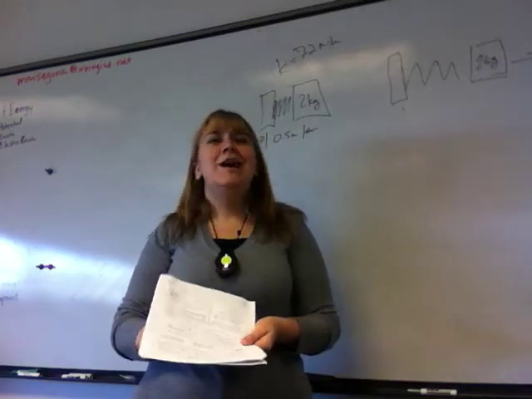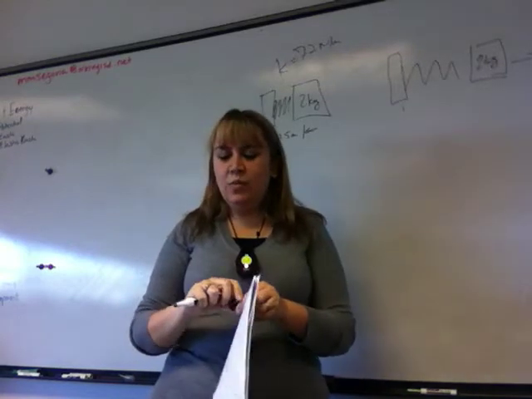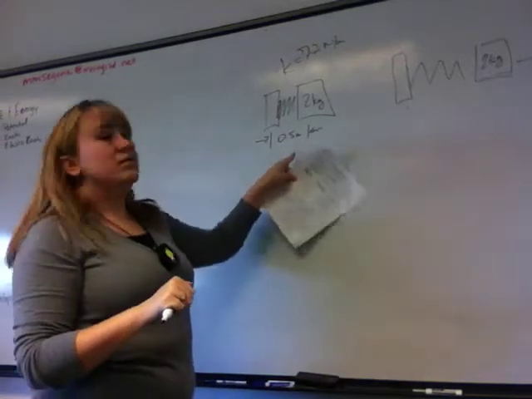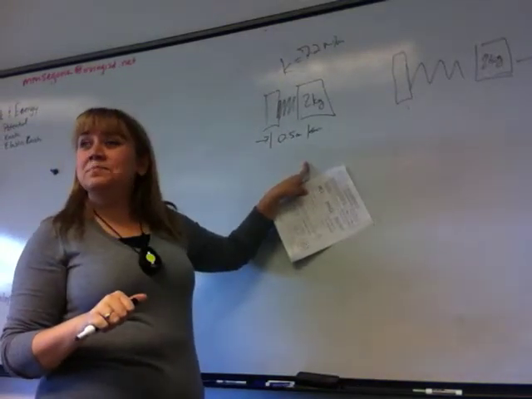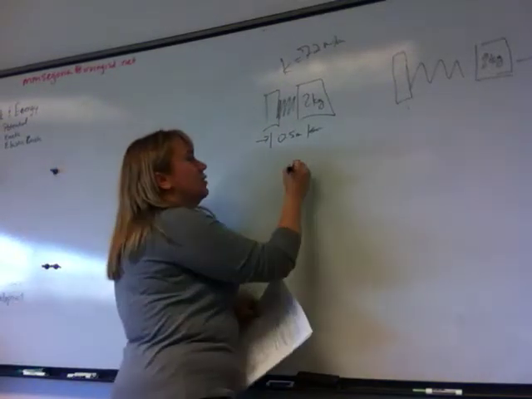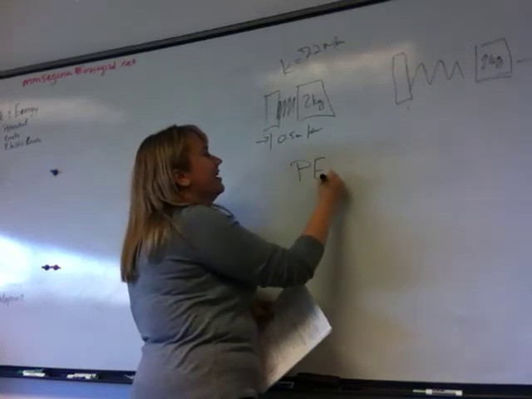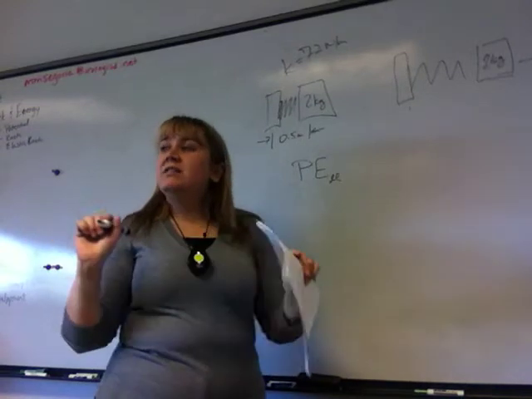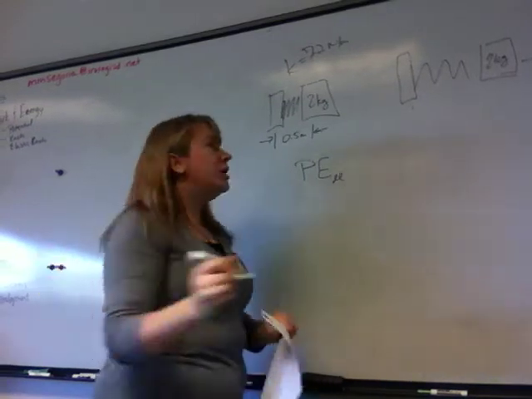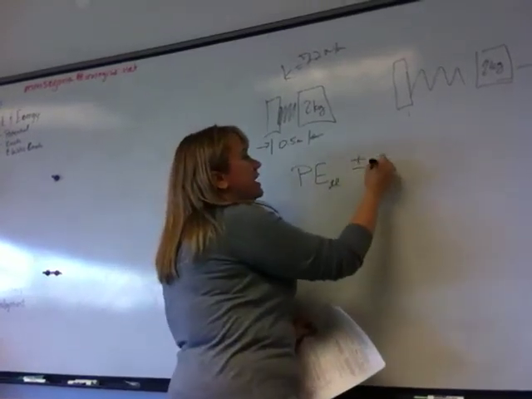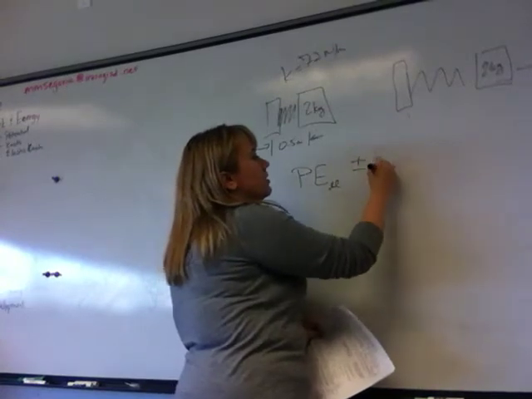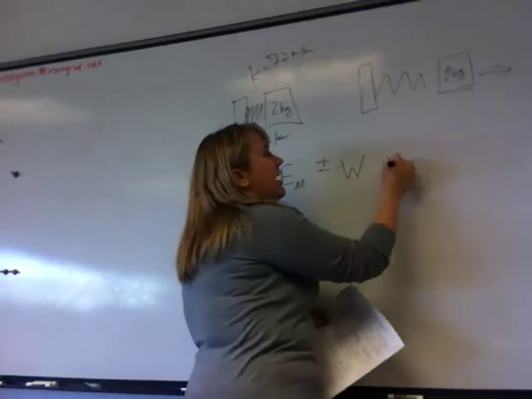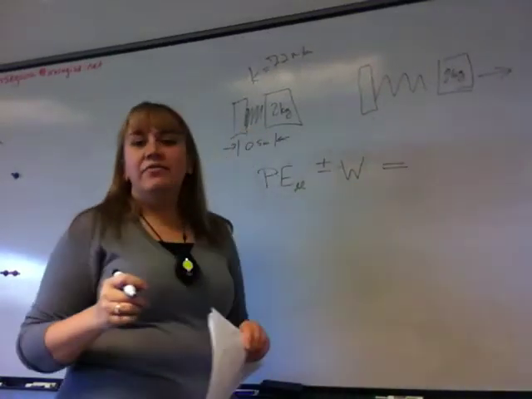Let's take a look at our system. What is the type of energy that we have at the beginning of our reaction? Potential elastic. Very good. We've got to address work. Work is either going to be positive, negative, or zero. So there's maybe some work happening in this equation, and that's going to be equal to our energy afterwards.